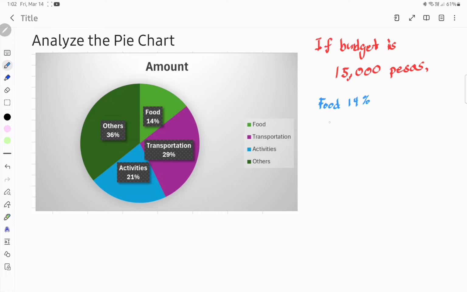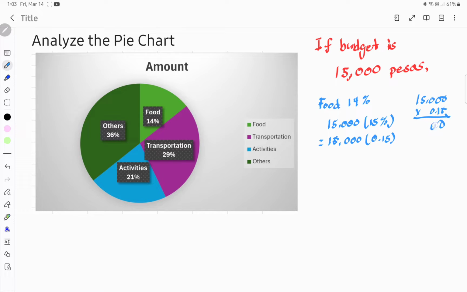Now, you need to get the 14% of 15,000 pesos. So, in your setup, you have 15,000 multiplied by 15%. Remember, in your lesson, 15,000 will be multiplied by the decimal counterpart of 15%, which means 0.15. Solving that, since you're not allowed to use a calculator, we have 15,000 times 0.15.